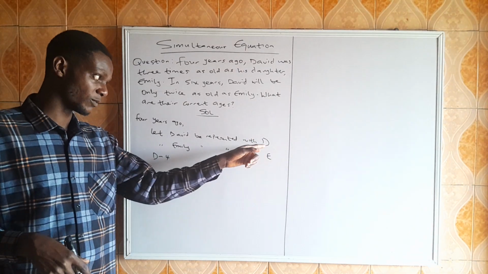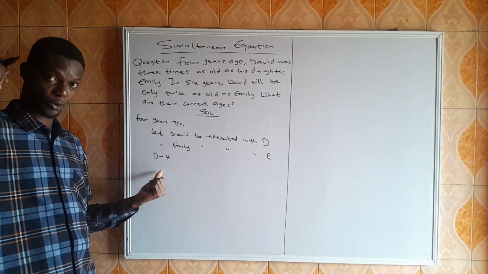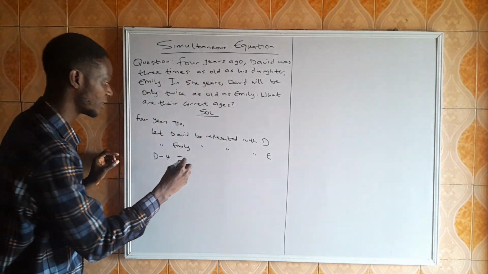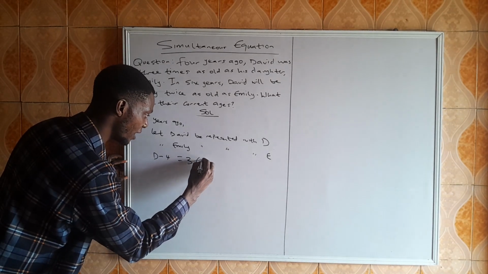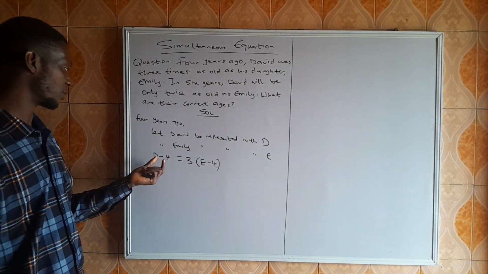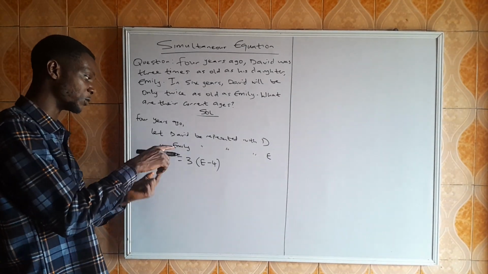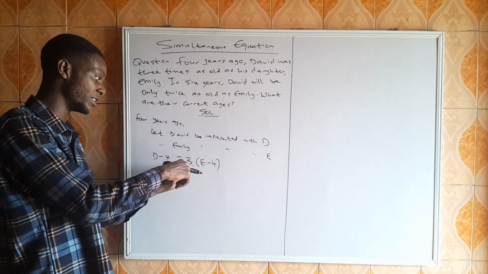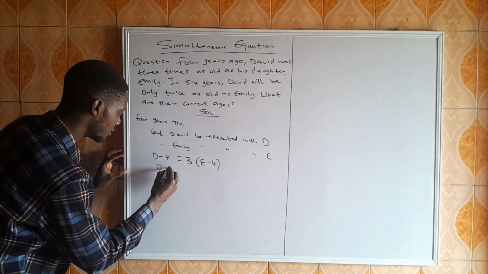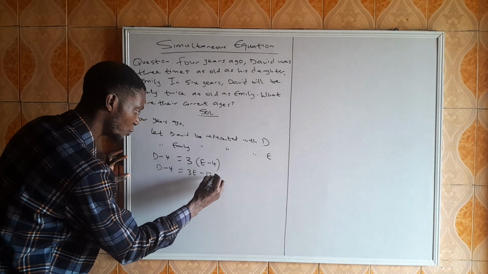The current David age is D. We don't know the current David age, but 4 years ago, that would be D minus 4. 4 years ago, David was 3 times as old as his daughter. That means David is 3 multiplied by Emily's age 4 years ago. So 4 years ago for David is D minus 4, and 4 years ago for Emily, E minus 4. That would be 3 multiplied by Emily's age 4 years ago. So we can have D minus 4 equals 3 times E minus 4.